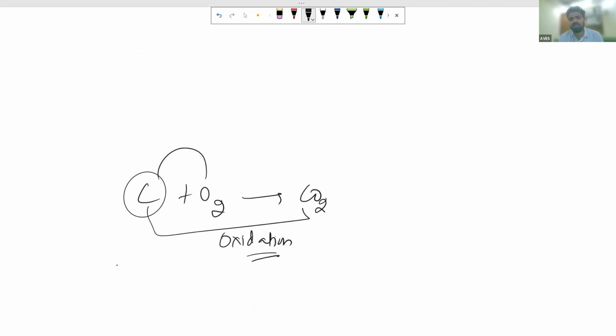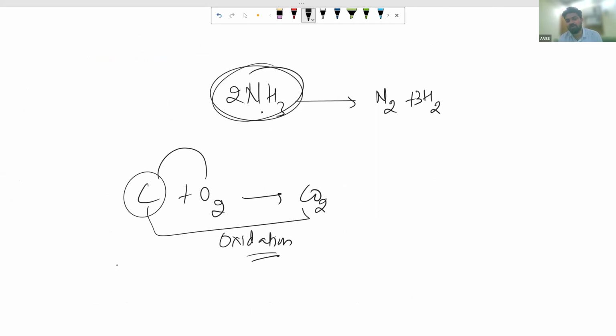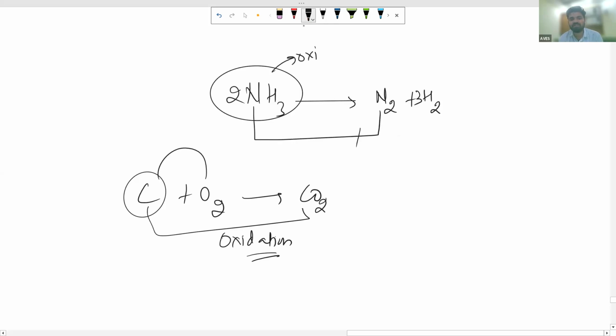Similarly, if I take NH3, ammonia, when you heat it, it gives you N2 plus H2. You see that in ammonia there is hydrogen, but the hydrogen has been removed from it. So we'll say that ammonia is oxidized. Oxidation of ammonia is taking place. Note it down.